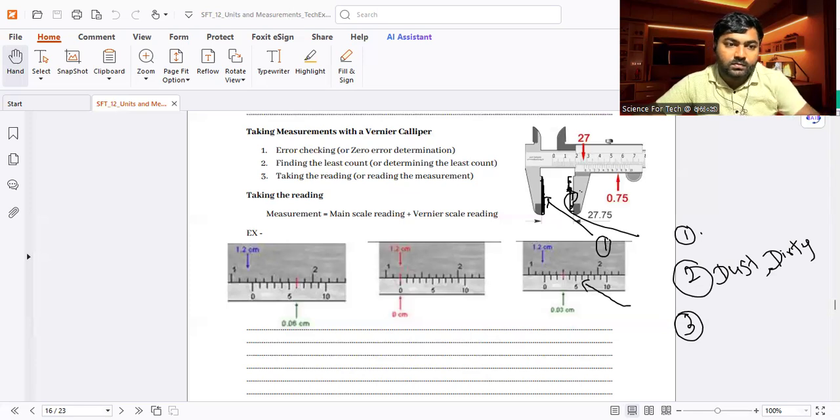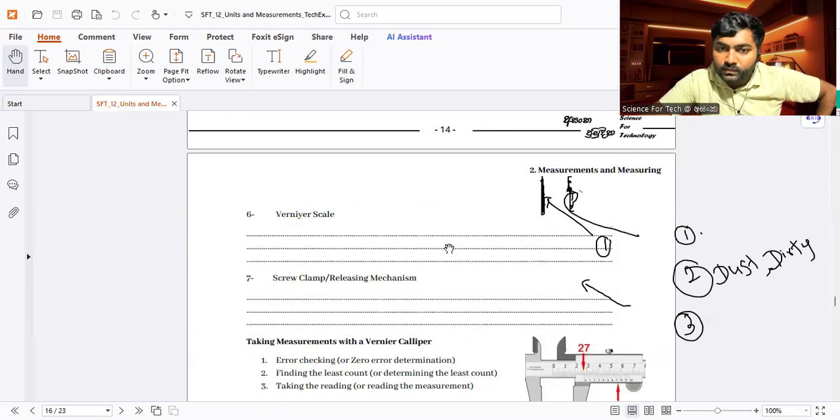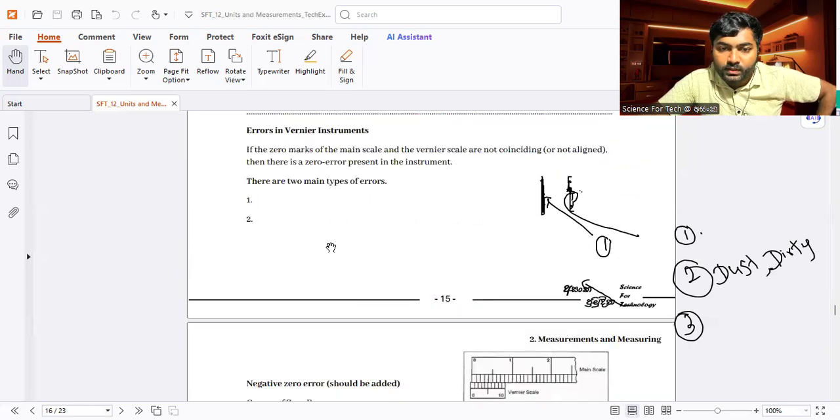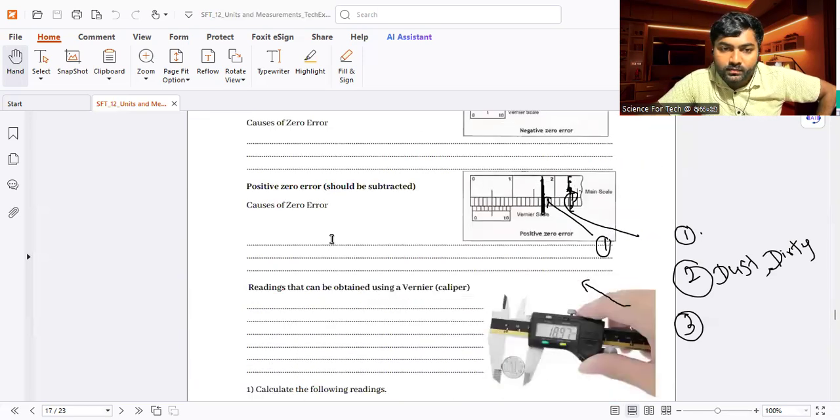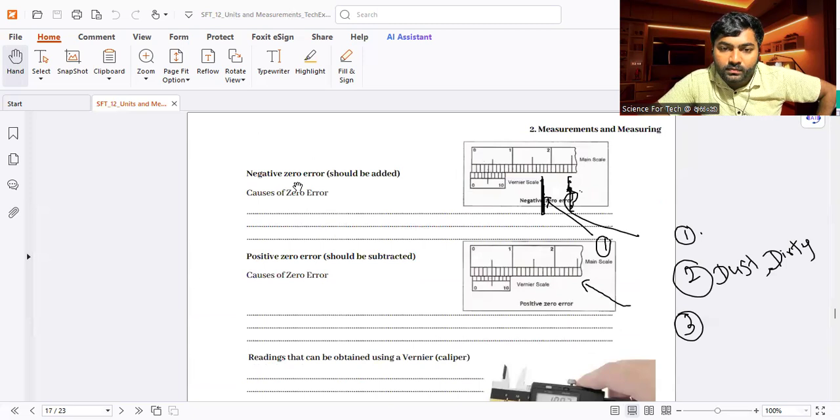Finish? Yes, sir. Okay. Then that's all about the positive zero error. Let's do some calculation later. Write the next topic: negative zero error.